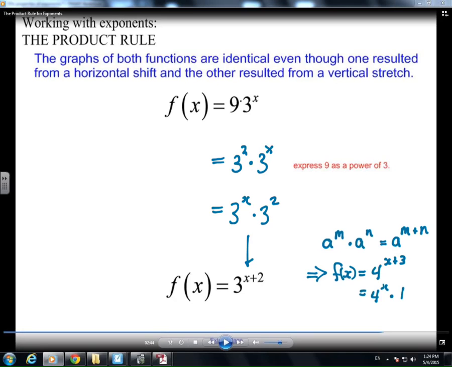So our conclusion here is the product rule can actually be used multiple different ways. If you ever had a function like f of x equals 4 to the x plus 3 power, you could write it as 4 to the x times 4 to the 3rd, and 4 to the 3rd is 64. So this vertical stretch of 64 is the same as a shift to the left of 3 for a base 4 exponential function. All right, later.